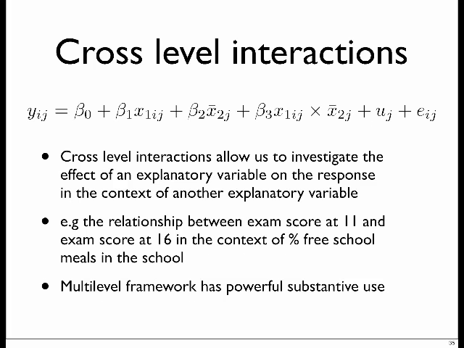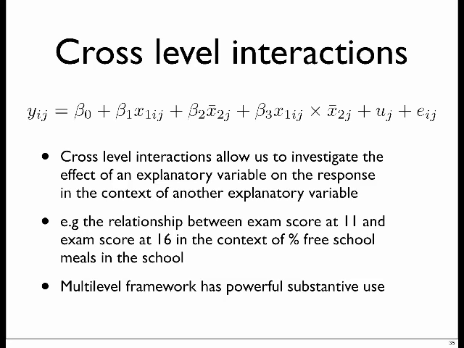And just finally, again, don't worry about the algebra, but just think about how useful this is substantively. In this one, I'm just focusing on this extra thing I've got in the model, beta 3 x1ij times x2j, which sounds very complicated, but in words, what I'm saying here is I can look at the effect of previous exam score in the context of the percentage of free school meals in the schools. So I can say, in a school where there are lots of free school meals, is the relationship between previous exam score and current exam score different than it might be where there are hardly any free school meals?